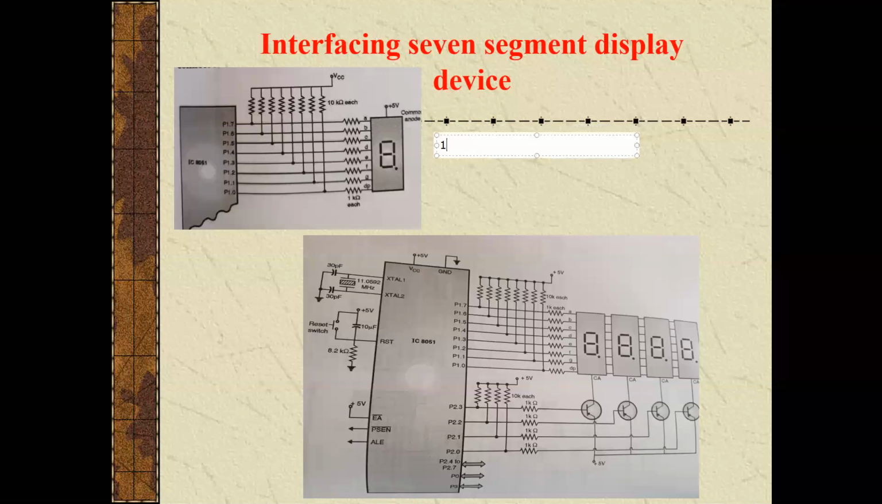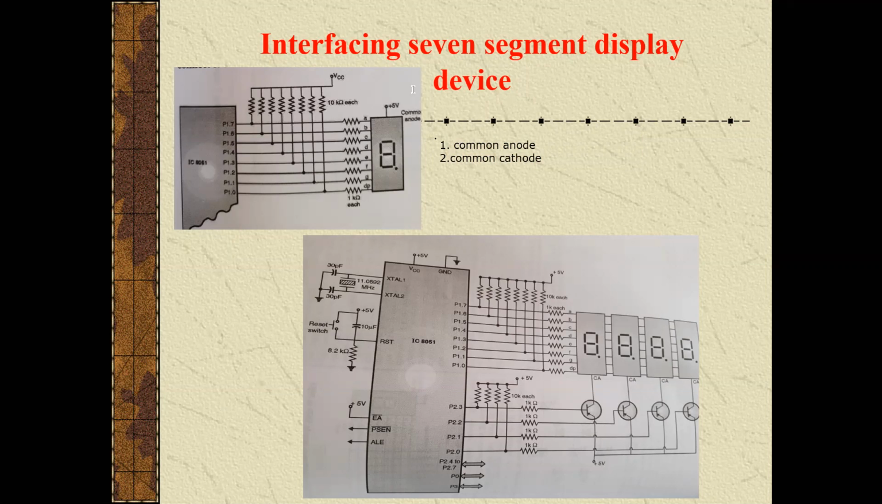There are two ways of interfacing LEDs. First one is common anode, and second one is common cathode. So what is the difference between them? We will see what happens in a common anode. For example, these are the LEDs. See here, one terminal is the common terminal. This figure is a common anode LED.